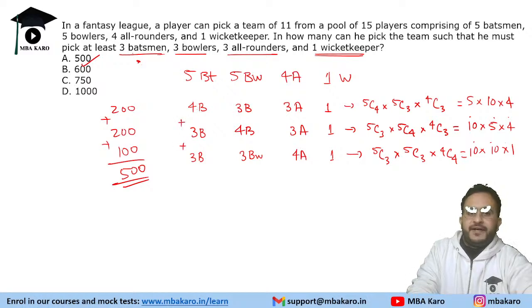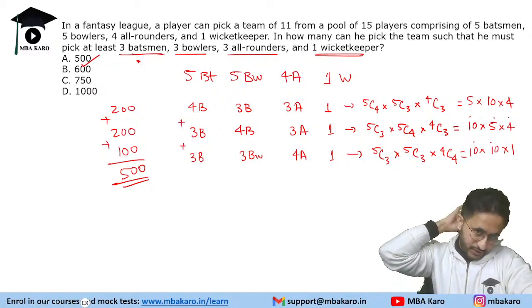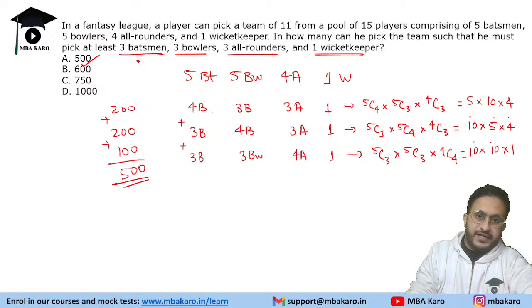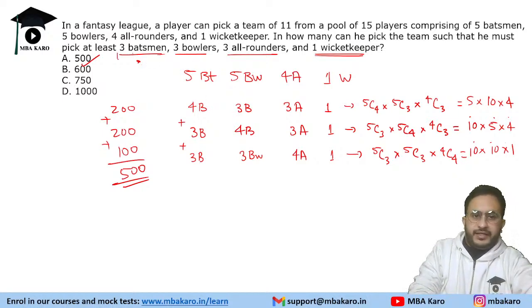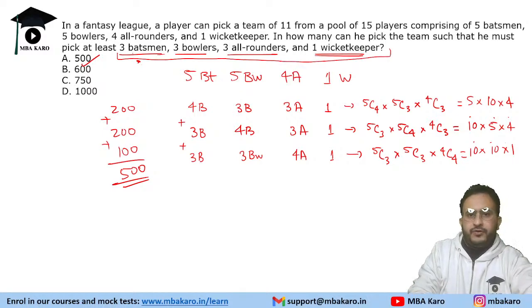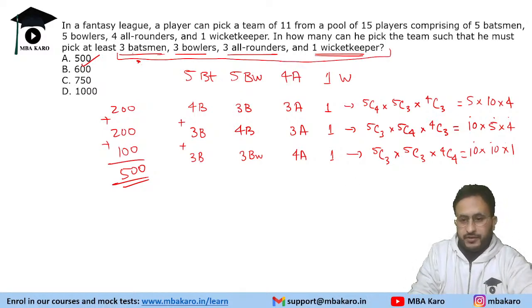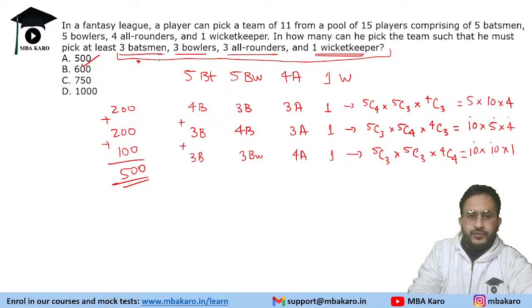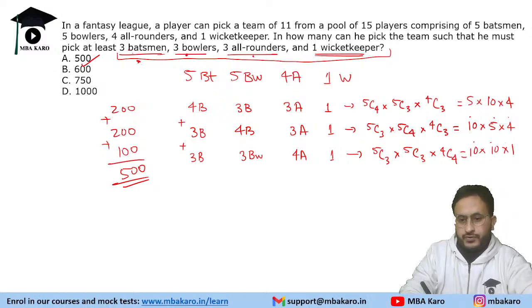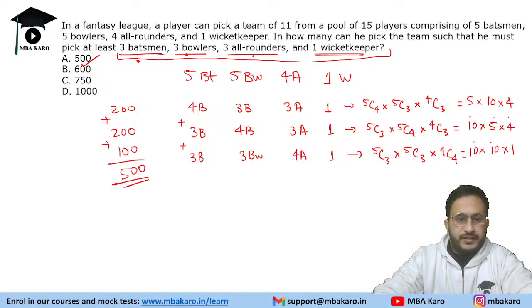So for 5C1, you'll have to break it into three different scenarios, because if you're taking 10 players, we do not know which combination we are going with. So we will have to take one scenario where we are picking that extra batsman, extra bowler, extra all-rounder. That's why we will take three different cases and add them.